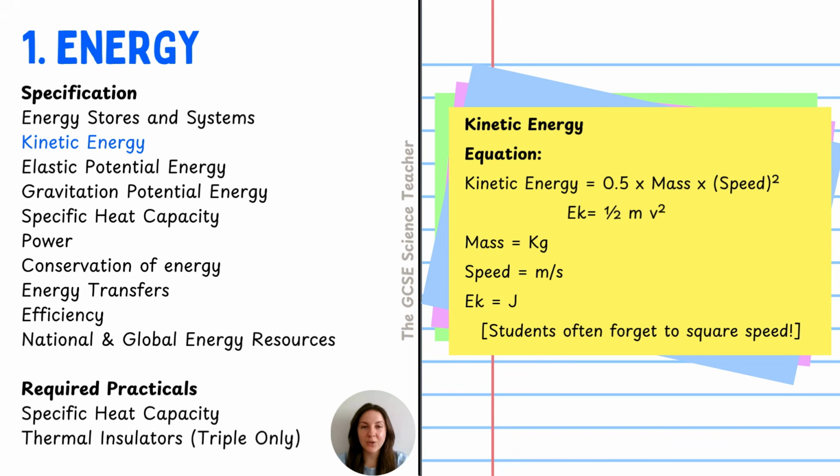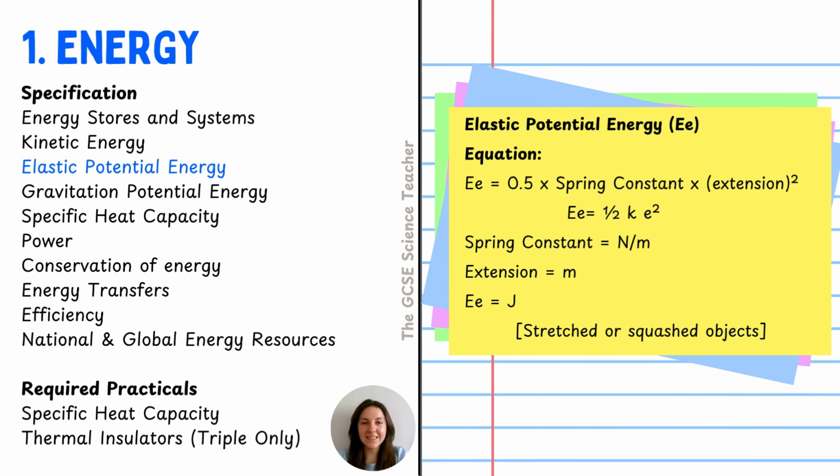The kinetic energy equation is equal to a half times mass times speed squared, or EK equals a half mv squared. Mass is measured in kilograms, speed is measured in meters per second, and kinetic energy is measured in joules. Don't forget to square the speed. Elastic potential energy is found in objects that can be stretched or squashed, such as springs.